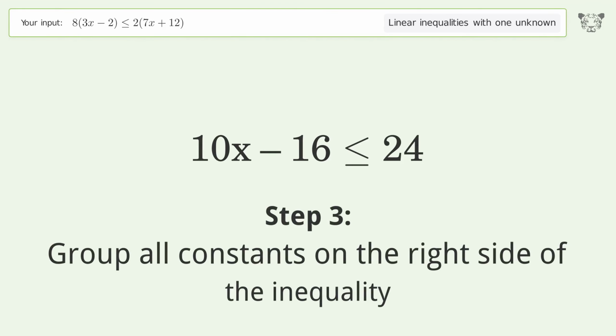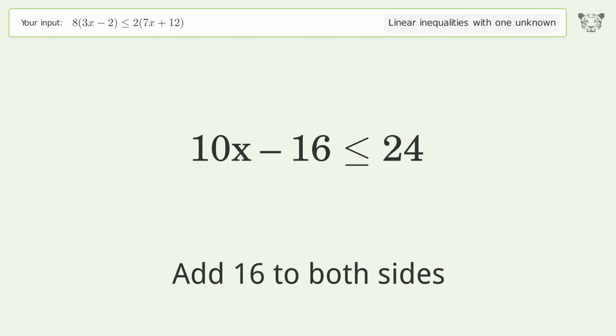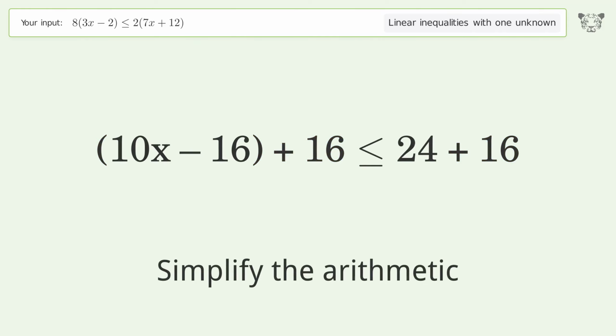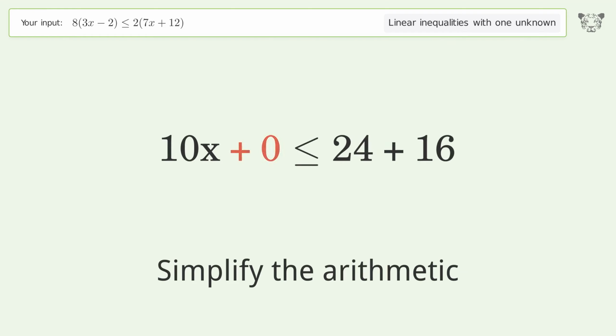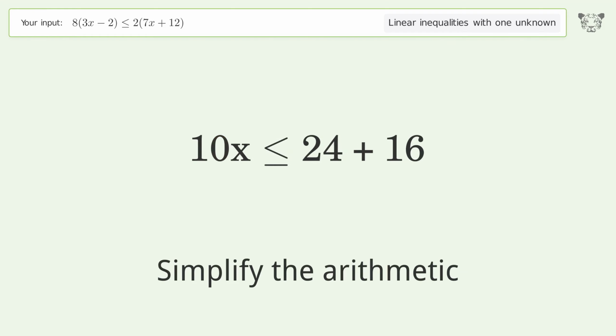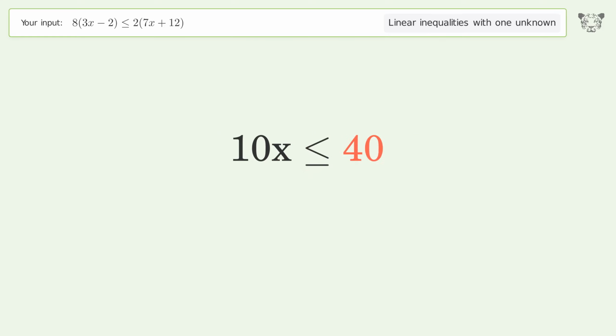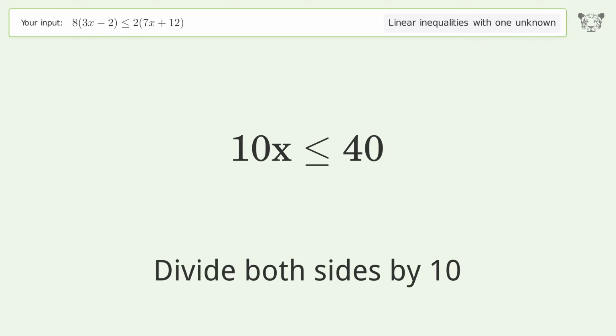Group all constants on the right side of the inequality. Add 16 to both sides. Simplify the arithmetic. Isolate the x. Divide both sides by 10.